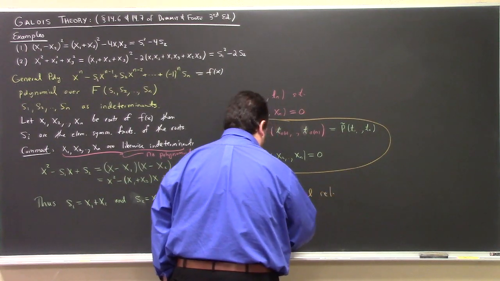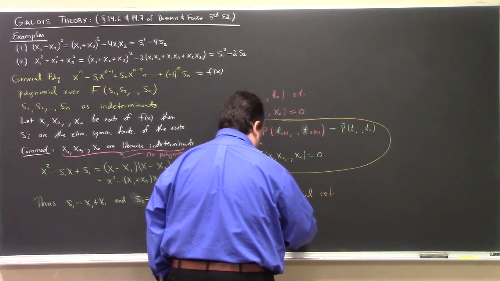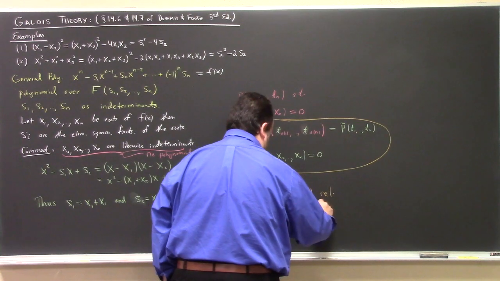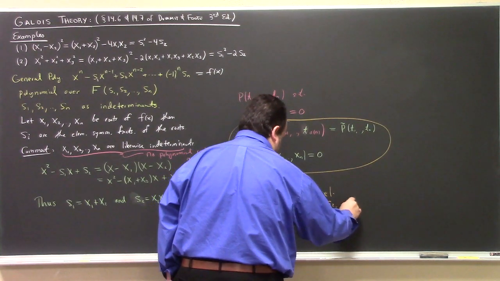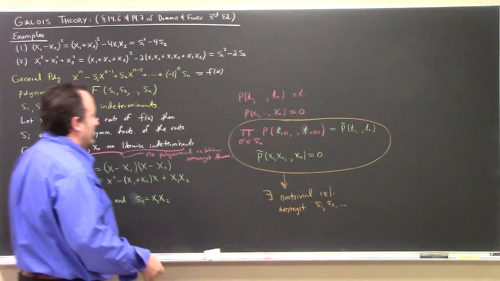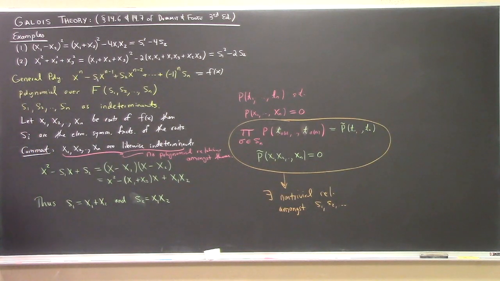relation amongst the S1, S2, and so forth that we started with, and we assumed that those were indeterminates. Essentially, he's saying the definition of indeterminate is that there does not exist a polynomial relation between them. All right, that's the definition of indeterminate. There are these things that commute, but that's pretty much it.